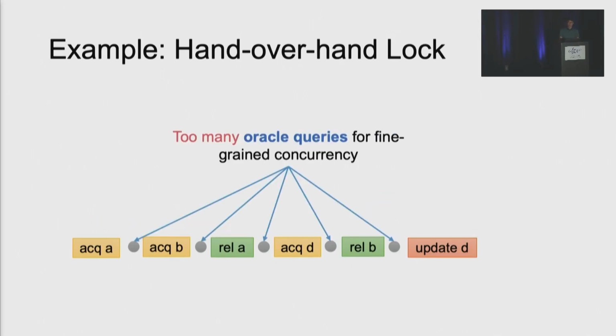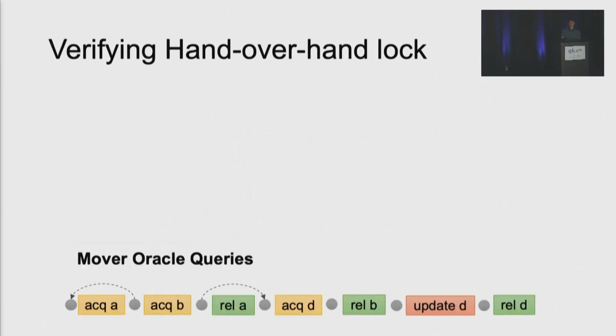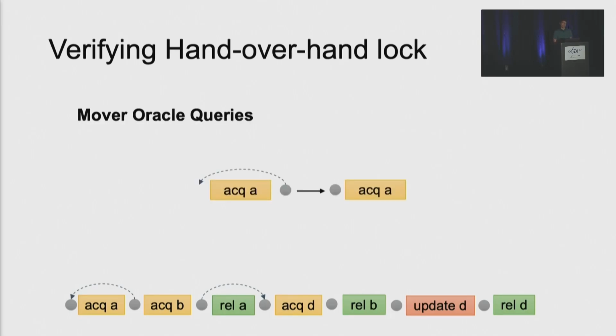However, there will be too many oracle queries for fine-grained concurrency in RMM, making the verification hard and costly. So we introduce mover oracle queries to move, merge, and reduce queries. Mover oracle queries can be moved across local events as long as the machine's behavior is not changed by the moves. Consecutive mover oracle queries can be merged into one. For example, a mover oracle query on the right of an acquire event can be moved across. This is because if other CPUs can do something after we hold the lock, they can do the same thing before we hold the lock.